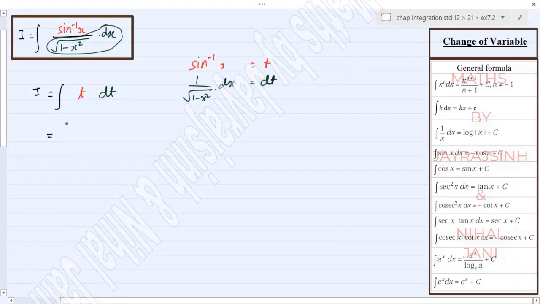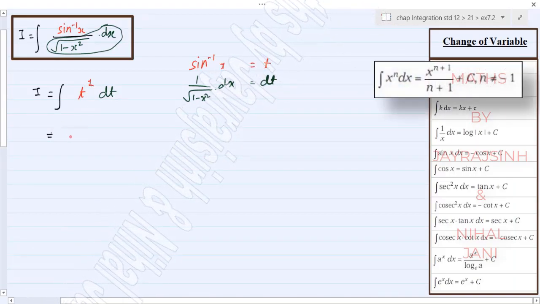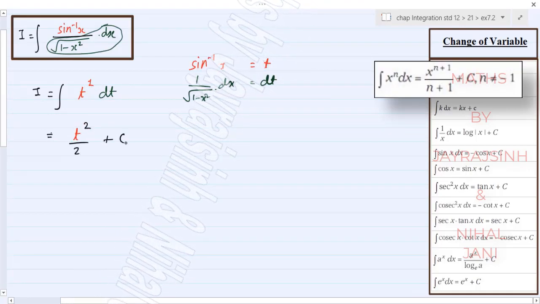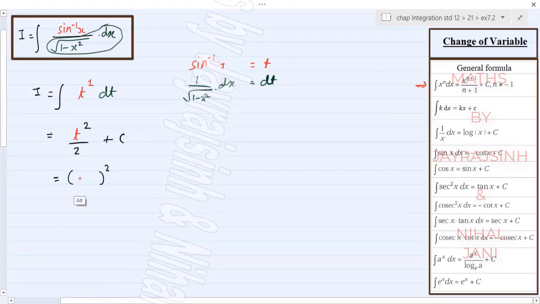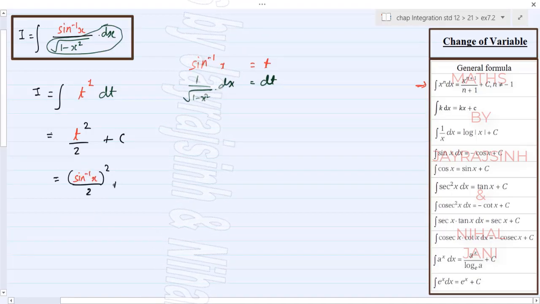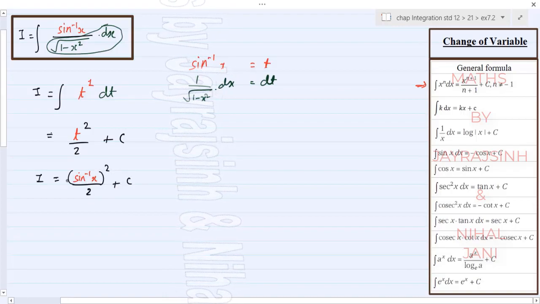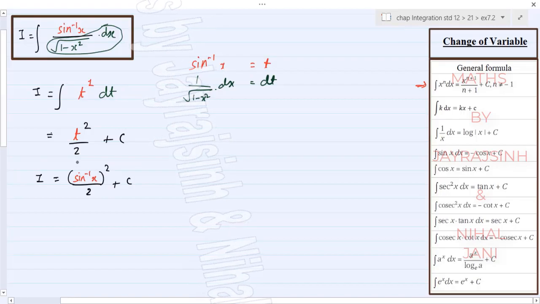So we are ready to integrate t raised to 1. Integration of t raised to 1 is t raised to 1 plus 1, or we can say t square by 2 plus c. And to get the final answer, just substitute the value of t, which is sine inverse x. So sine inverse x the whole square by 2 plus c is your final answer. Ta-da!